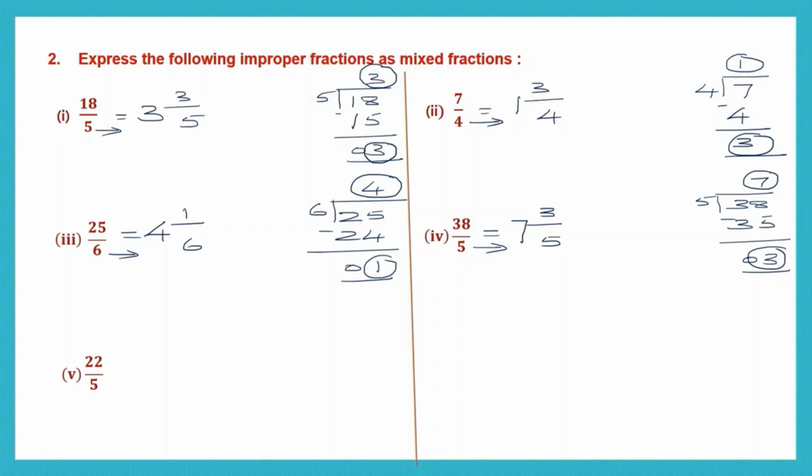Question 5, 22 divided by 5. Let's divide 22 by 5. 5 fours are 20, minus 2. So let's take the quotient and make it the natural number 4 and the remainder is 2. That's going to become the numerator and the denominator is the same. So what's our answer? 4, 2 by 5.